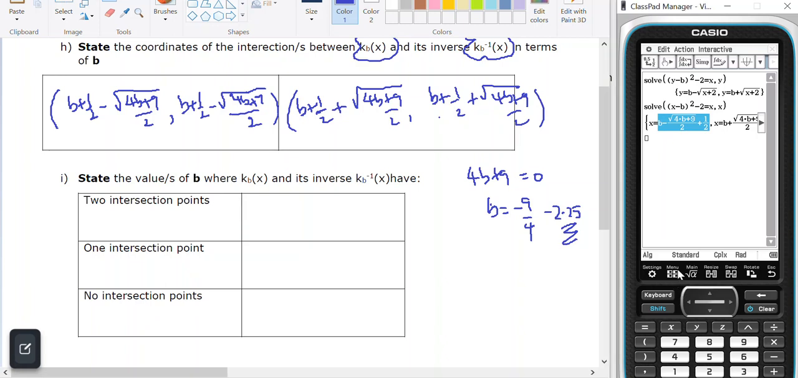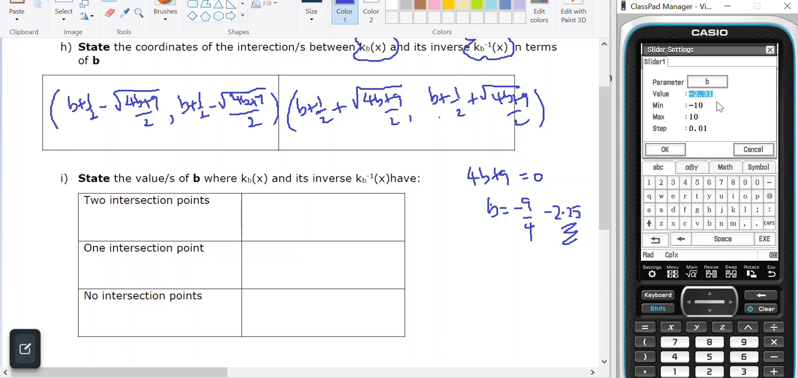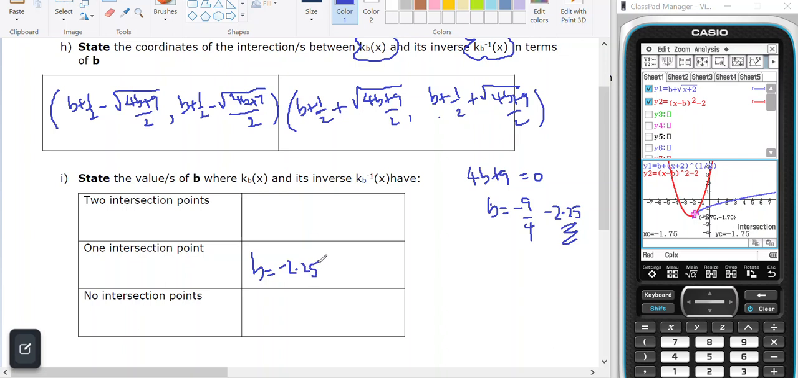So I've copied these and I'm going over to graphs and tables and I've pasted them in here. And then I'm going to have a little look, and I'd like to place this at negative 2.25 because that's the point where the discriminant is going to be equal to 0. So I'm going to start it at that point, and analysis to solve intersection, lo and behold, I get 1. So for one intersection point, b equals negative 2.25.